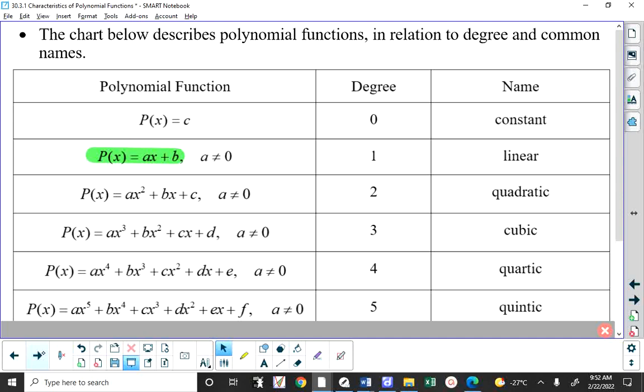You would never see the corresponding word for higher degree polynomial functions. In fact, I don't even know what a degree 6 would be called. Intuitively, I want to say hexic, but I don't know that that's right. So we need to familiarize ourselves with these terms.